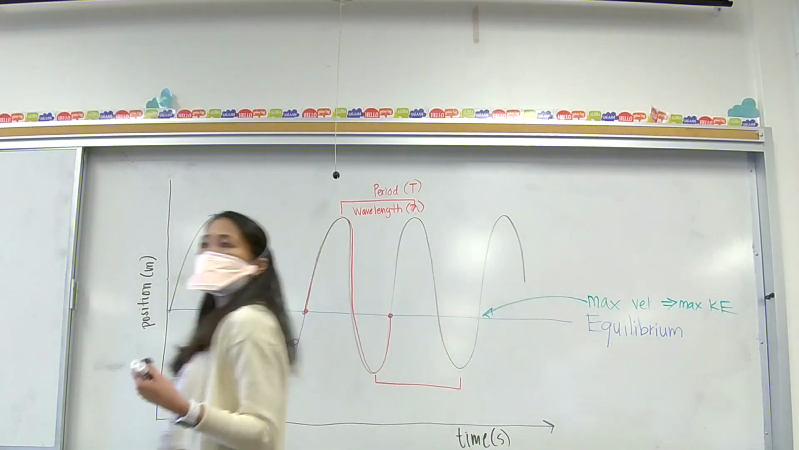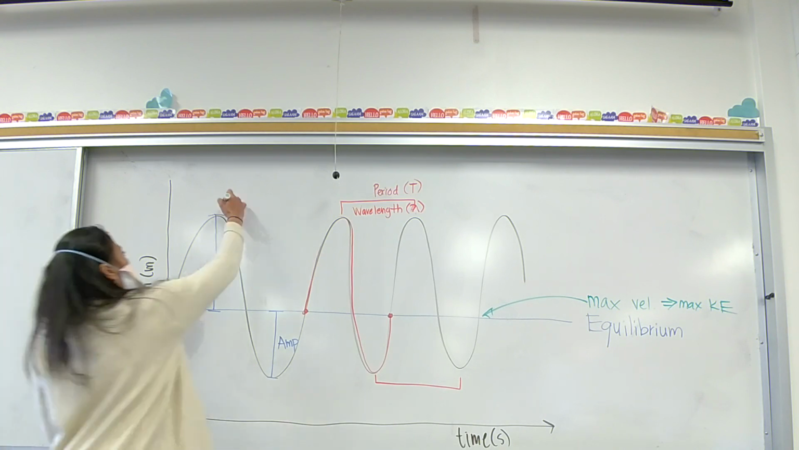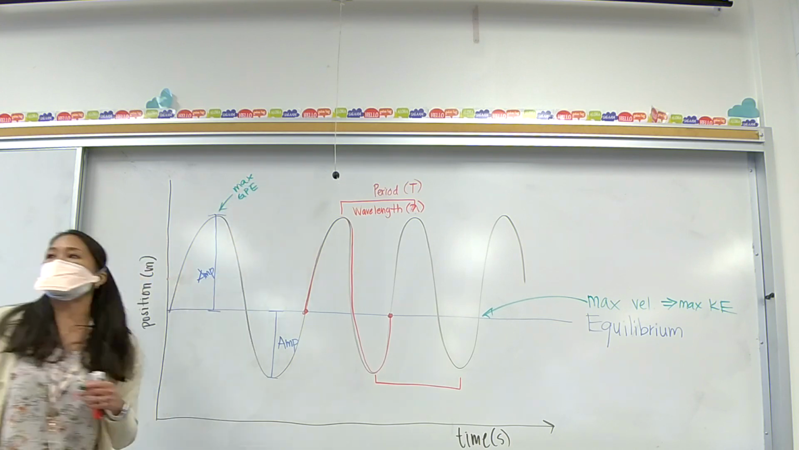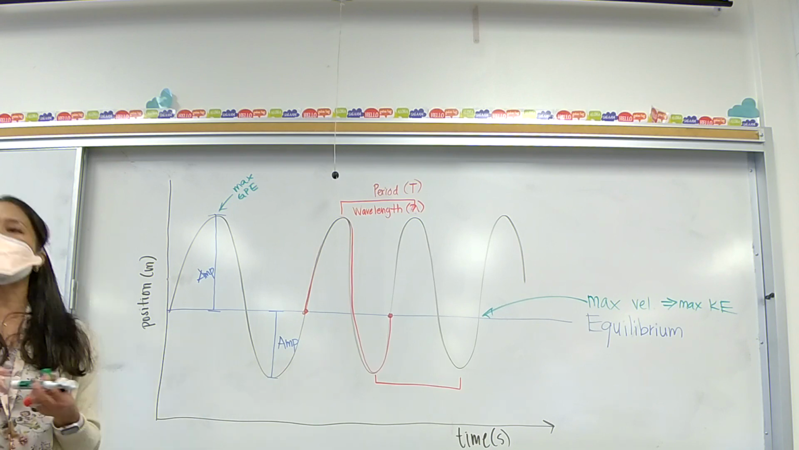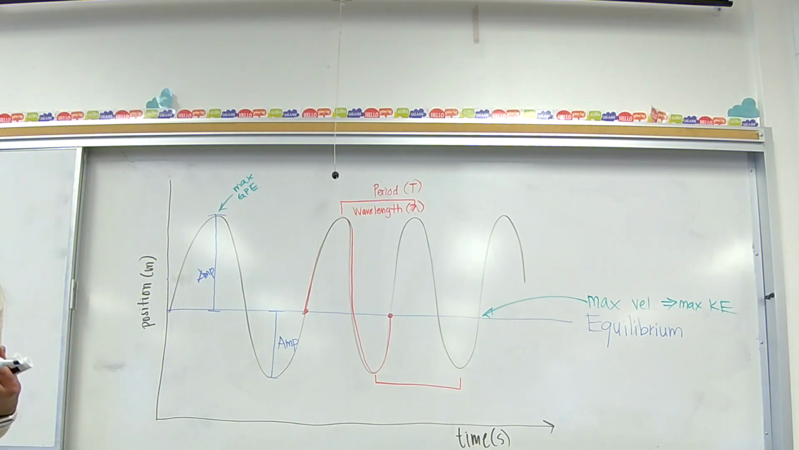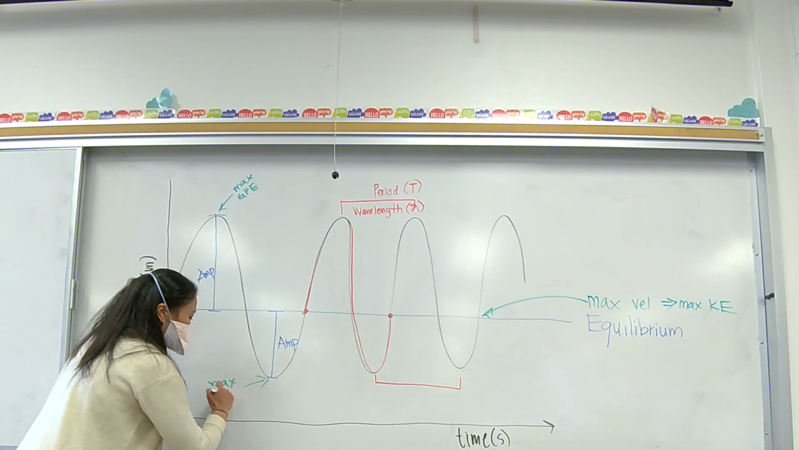What about max gravitational potential energy? Where do I have the highest gravitational potential energy? Anya: At the top, because it's the highest height. And what about maximum elastic potential energy? Where's the maximum elastic potential energy? Was that part of your questions? No? What do you think? Because it is an elastic, right? It's a spring. Anya, where would it be? At the bottom. So this is max EPE.